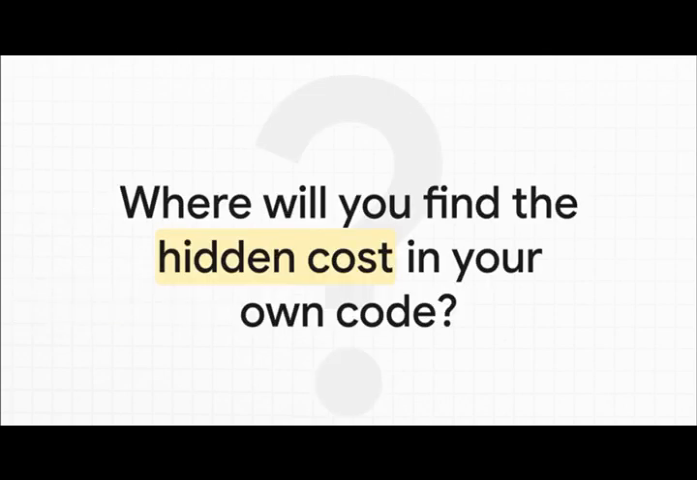So, there you have it. We've uncovered the motive, the method, and the solution to the case of the padded struct. Those invisible bytes aren't so invisible anymore, are they? The only question left is, now that you know what to look for, where are you going to find these hidden costs in your own code?